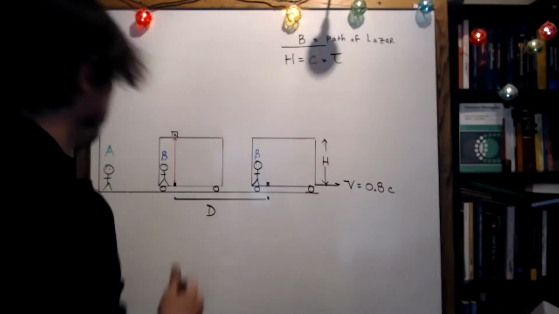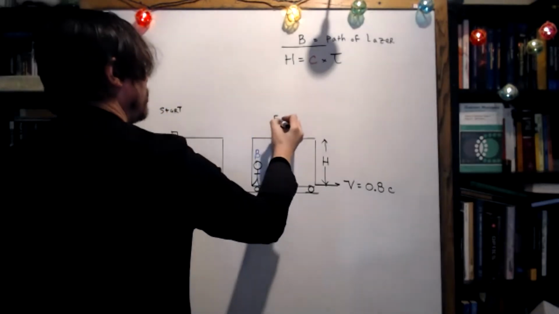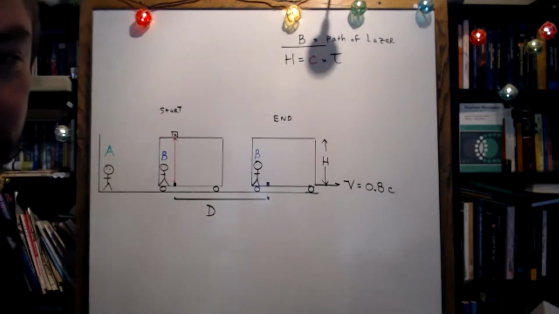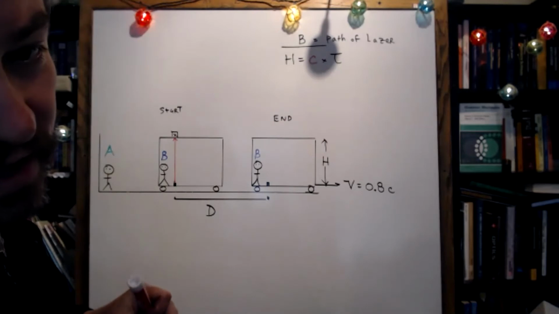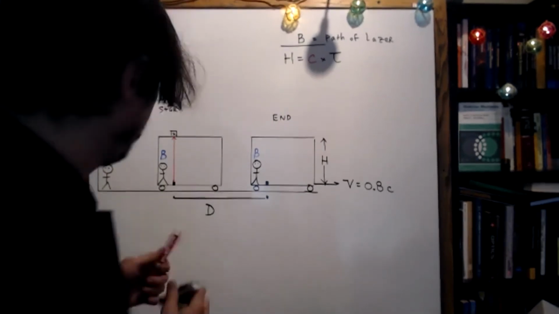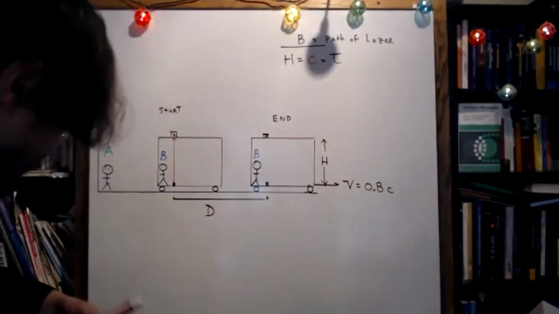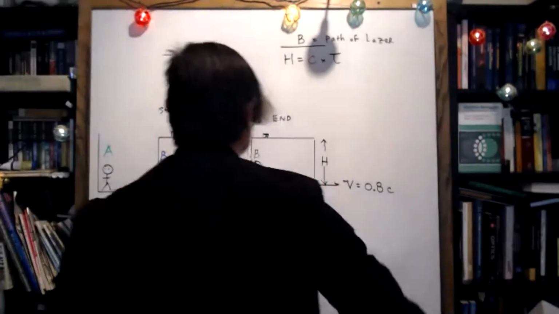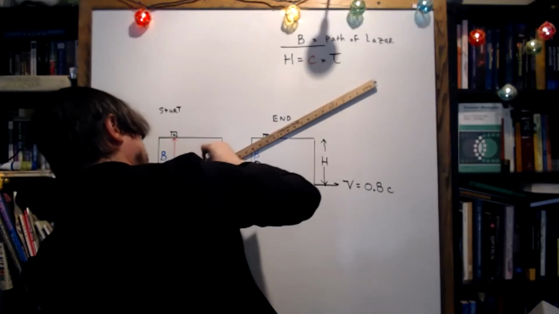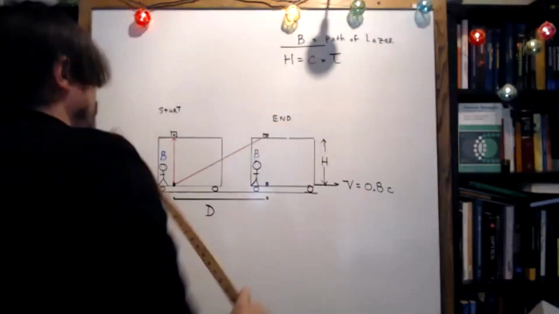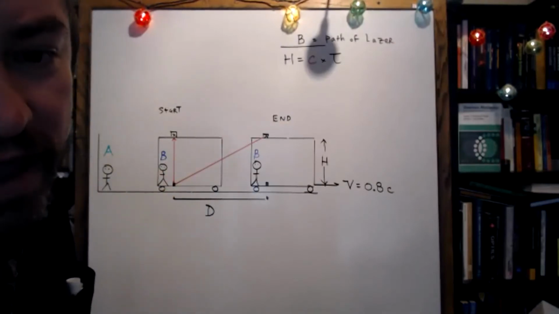During that time, this will be the start of the experiment, and the laser will hit the cart here at the end of the experiment. This is the time interval. And A will not see the laser travel in necessarily a vertical line, but A instead is going to see the laser travel along a diagonal. A diagonal where it starts here and ends there. This is the path of the laser according to observer A.